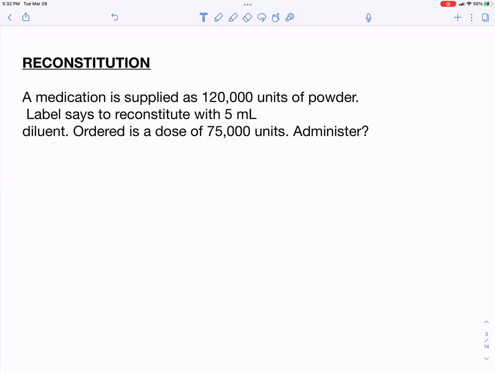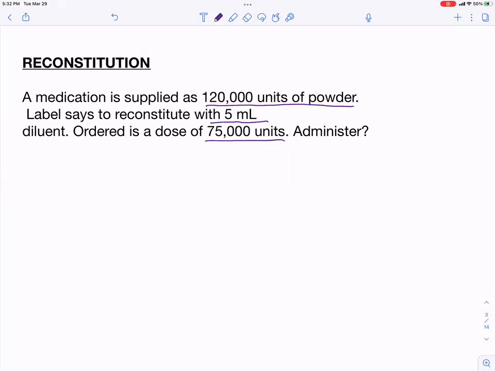So let's look at this problem. A medication is supplied as 120,000 units of powder. This is how it's supplied. The label says to reconstitute with 5 ml of diluent. The order is a dose of 75,000 units. And the question asks, what will you give? What will you administer to the patient?